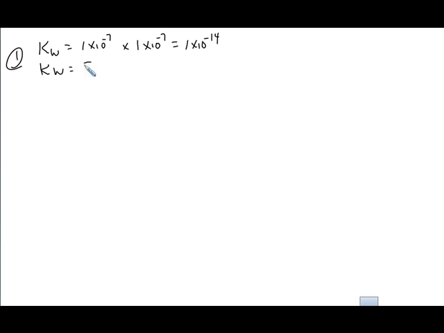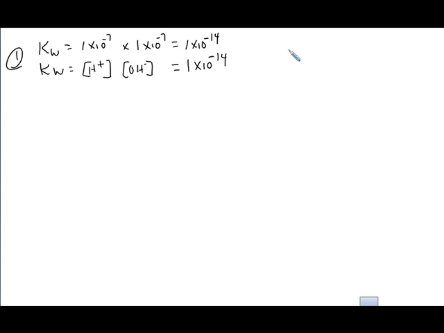So we restate it and say that the Kw equals the hydrogen ion concentration, where brackets mean moles per liter, multiplied by the hydroxide ion concentration. Whatever those two concentrations are, the mathematical product will equal 1 times 10 to the negative 14. Got it? Okay?